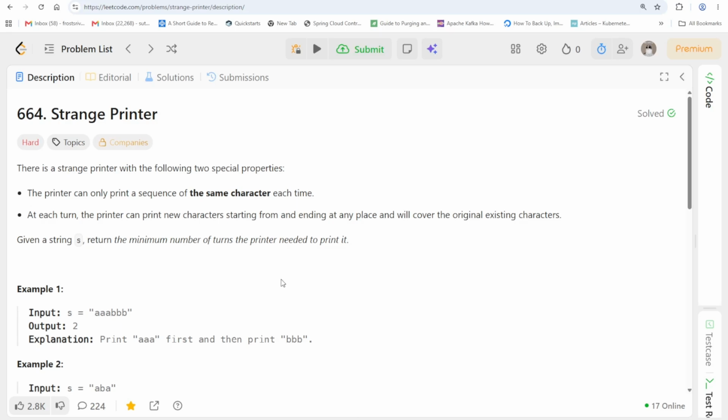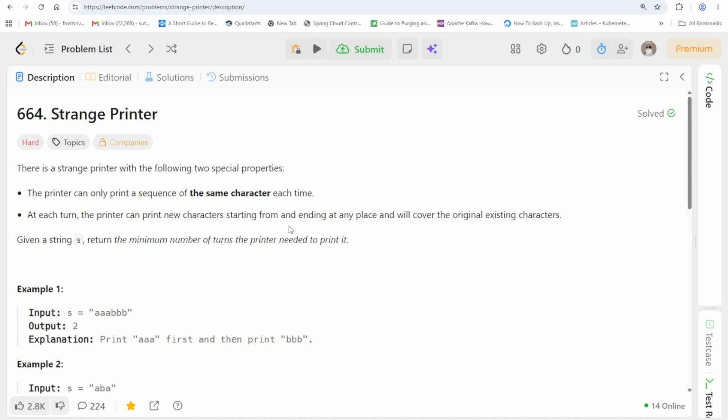Hello. So problem number 664, Strange Printer. What this problem says is we have one strange printer that prints with the following two special properties. The printer can only print a sequence of the same character each time, like it can print BBB at once or AAA at once. And at each turn the printer can print new characters starting from and ending at any place, and will cover the original existing characters.